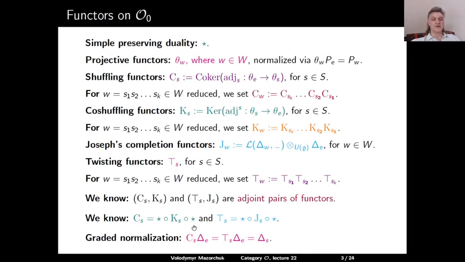We also have graded normalizations of the shuffling and the twisting functors using the property that CS of delta E is equal to delta S, and similarly TS of delta E is equal to delta S as graded modules. This defines the gradings on all CW, KW, TW, and JW uniquely using the definitions and adjunctions.